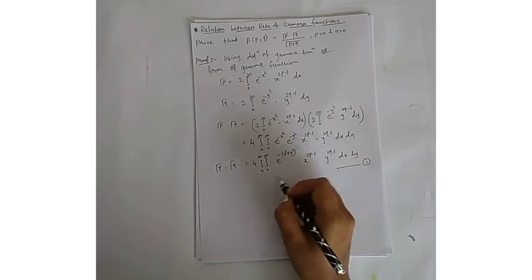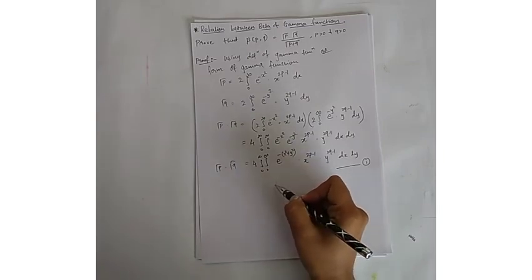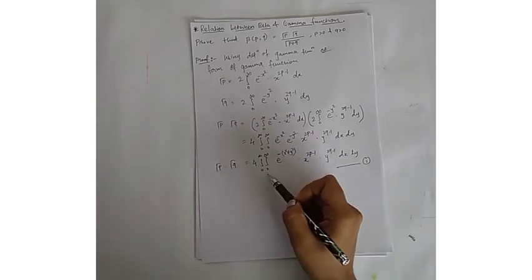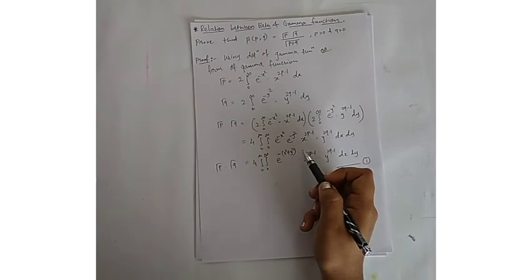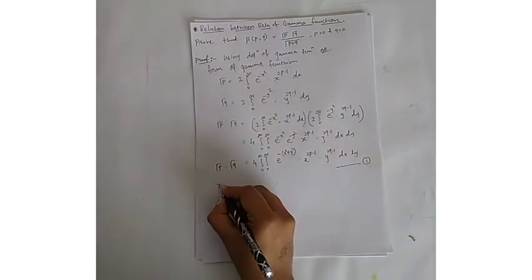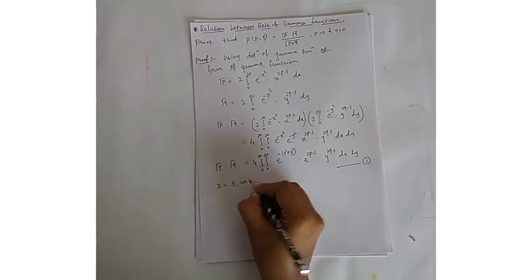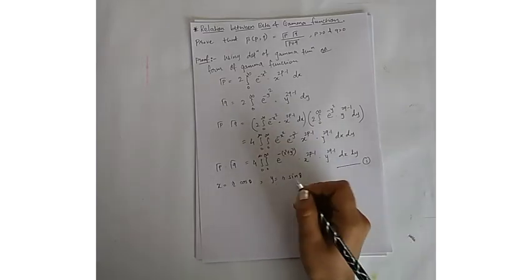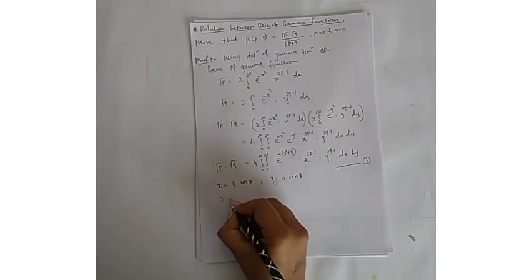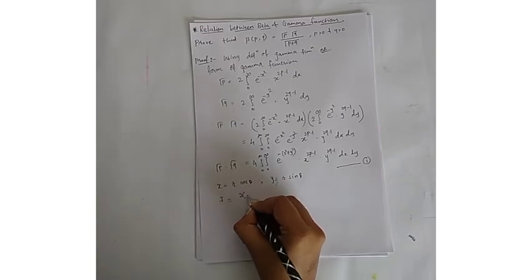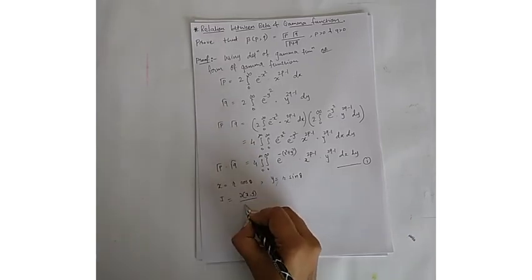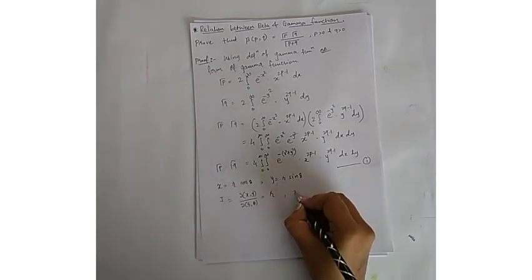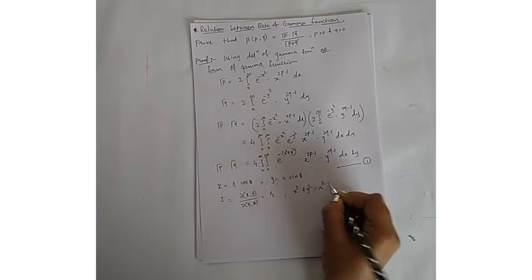Now to calculate the double integration, we are going to convert it into a polar transformation. So for that, put x is equal to r cos theta and y is equal to r sin theta. And also we know that the Jacobian, that is del(x, y) with respect to del(r, theta), is r. And also we know that x square plus y square is equal to r square.